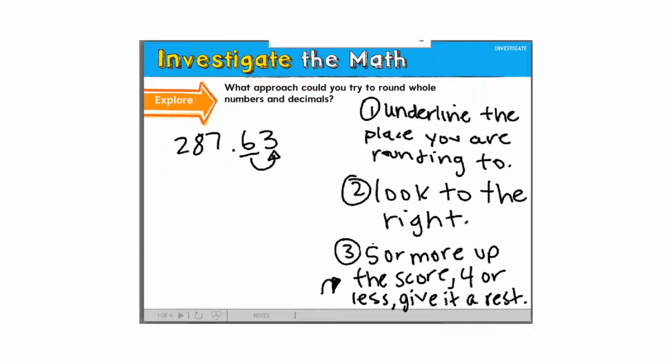So in this case, because the number that I'm pointing to is a 3, that's 4 or less. So that means that the number that's underlined stays the same and does not change. So then my final answer would be 287 and 6/10. Do you notice how the number 3 in this case disappeared?